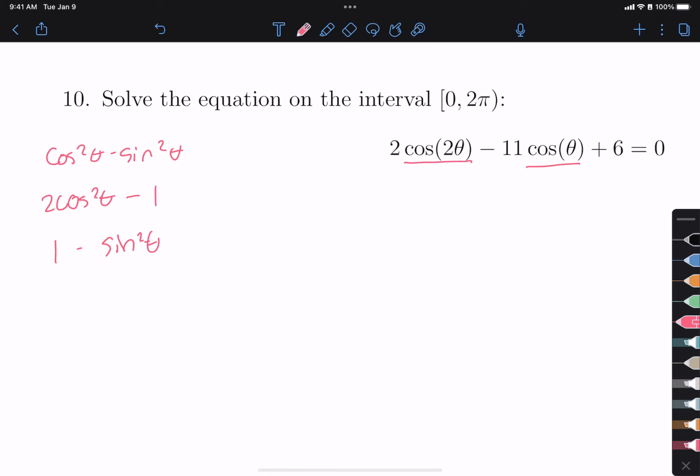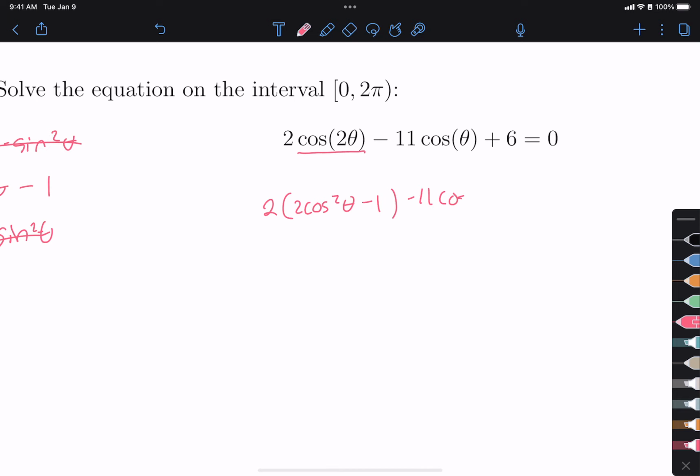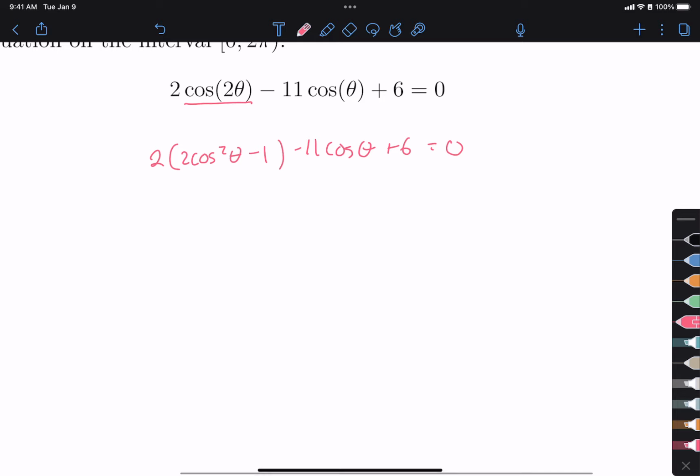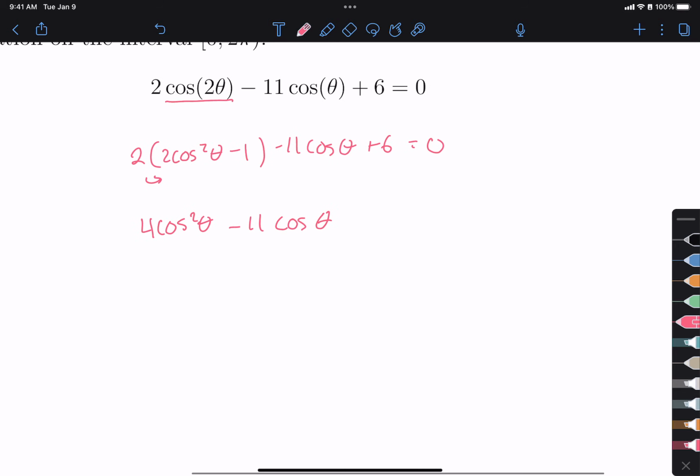Because everything is dealing with cosine of theta, I don't want to deal with sine. So I'm going to get rid of these 2. And I'm going to replace it with 2 cosine squared theta minus 1, right? And then minus 11 cosine of theta plus 6 equals 0. So I'm going to distribute in here. So I'm going to get 4 cosine squared theta minus 2 minus 11 cosine of theta plus 6. And then this minus 2 plus 6 is going to be plus 4 is equal to 0.